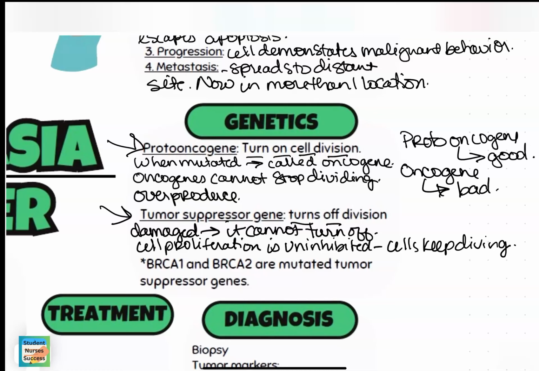Now, the BRCA1 and BRCA2 are mutated tumor suppressor genes. If you have a mutated BRCA gene, you are at a higher risk for developing certain types of cancers, such as breast or ovarian cancer. And we can test people to see if they have a mutated BRCA gene.